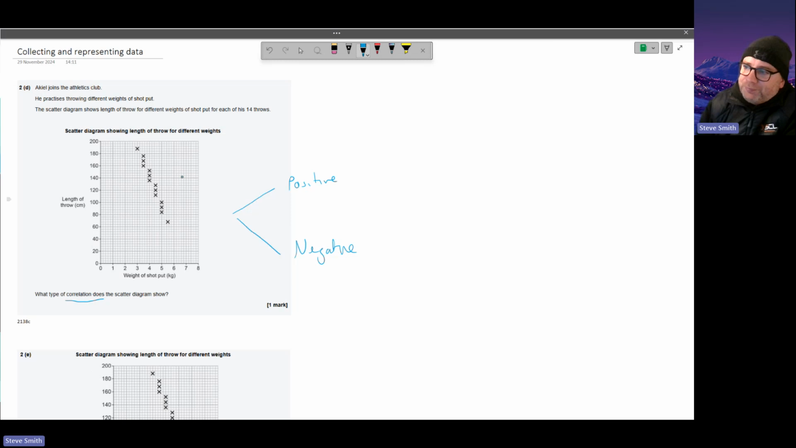So as you can see, the dots are clearly on the slide. We could draw a line of best fit in there, and it's a negative line. So for 1 mark, we would just put negative.